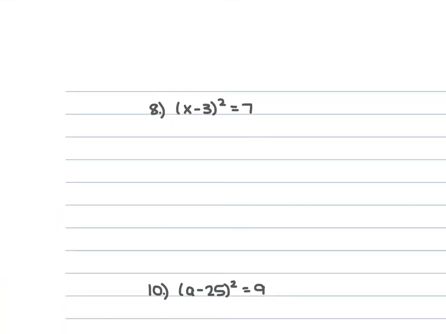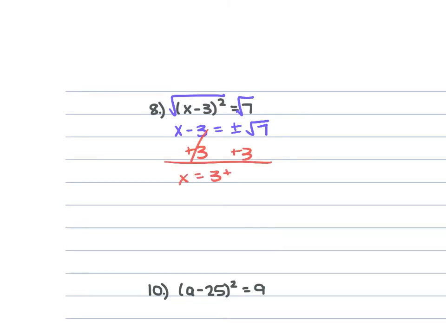For number 8, we have (x minus 3) squared is equal to 7. So right now our binomial squared is isolated, so we're going to take the square root of both sides. It just gives us x minus 3 is equal to plus or minus the square root of 7. Then from here, we're going to move the 3 over by adding it to both sides. So x is equal to 3 plus or minus the square root of 7.